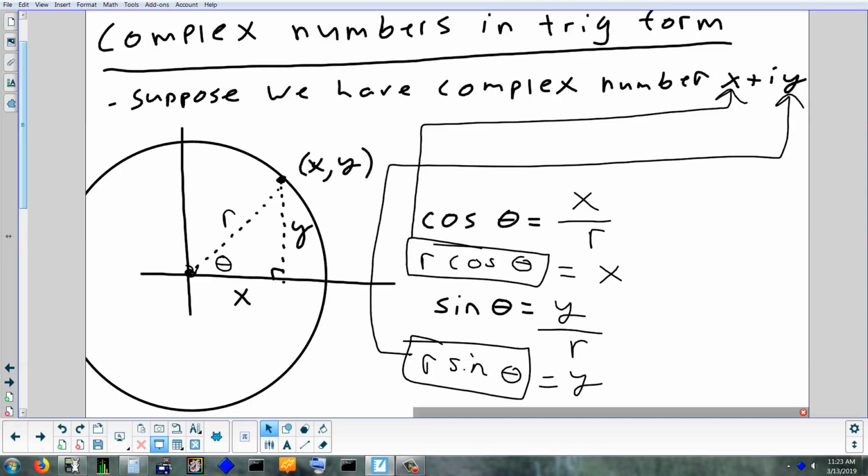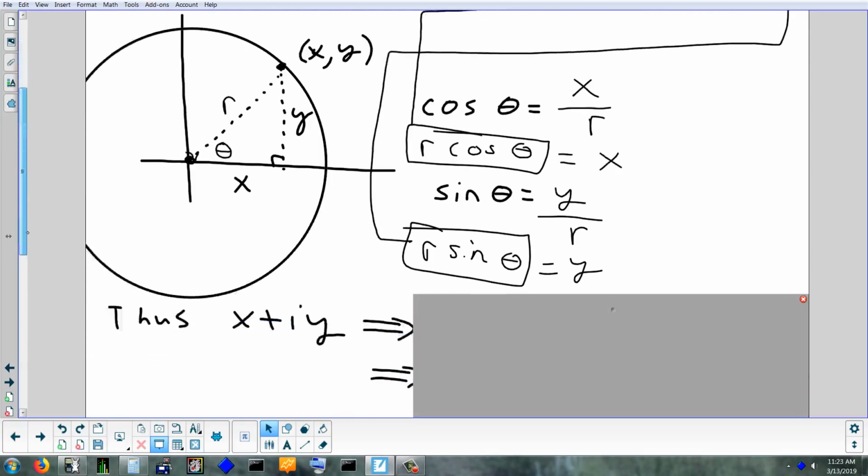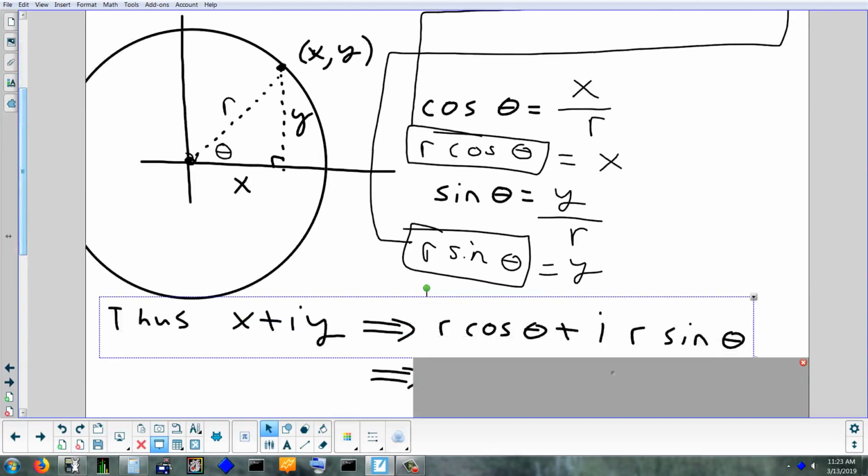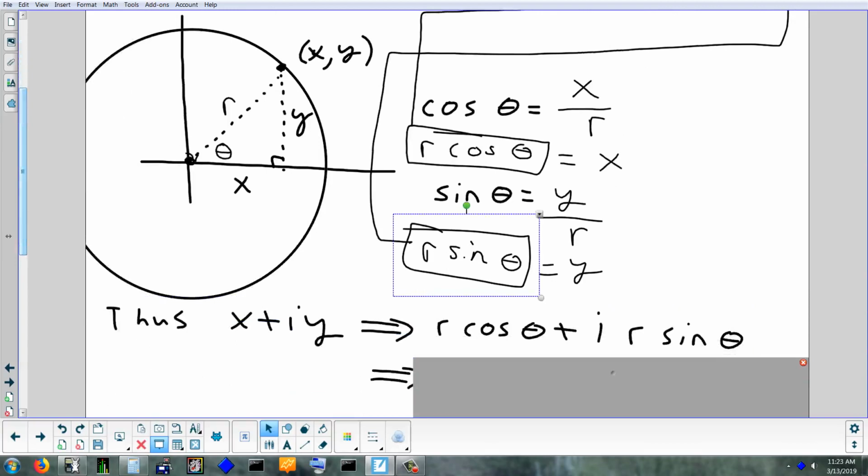Okay. Now fill them in and write down what you have. So instead of x plus iy, change x to r cosine theta and change y to r sine theta. Leave the i right where it is. The i doesn't change at all.